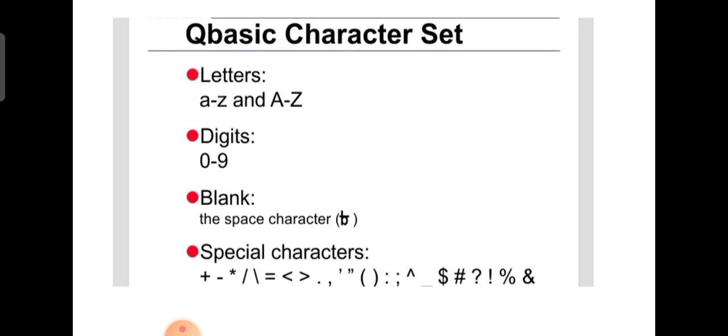So number one is your QBasic character set. In QBasic, we can use different types of letters, in lowercase as well as in uppercase, small alphabets and capital alphabets. We can use any digits from 0 to 9. We can also use any special symbols and any blank space. Special characters means special symbols like addition sign, subtraction, multiplication, division, these operators, greater than, less than, any kind of special characters we want to use, we can use it. So this was our first part.